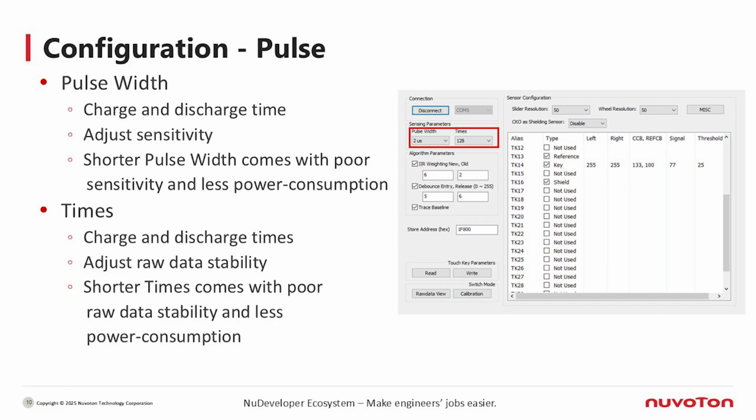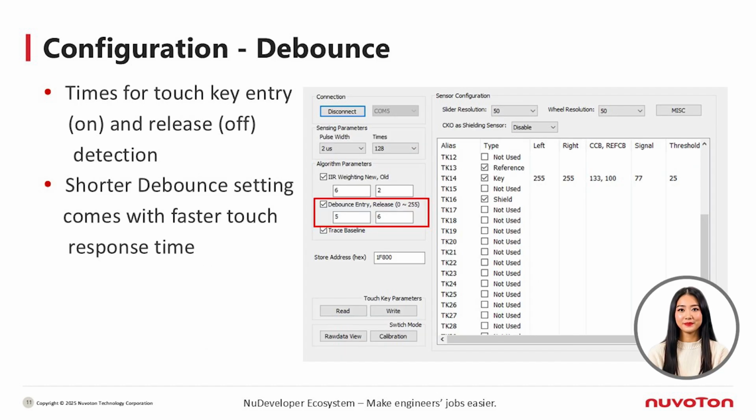Because finger pressure on a key may vary, multiple measurements can reduce errors. A shorter time setting comes with poor raw data stability and less power consumption, and vice versa. Debounce settings essentially specify the times for touch key entry and release detection. By properly setting the debounce times, you can adjust touch key stability. A shorter debounce setting comes with faster touch response time, and vice versa.